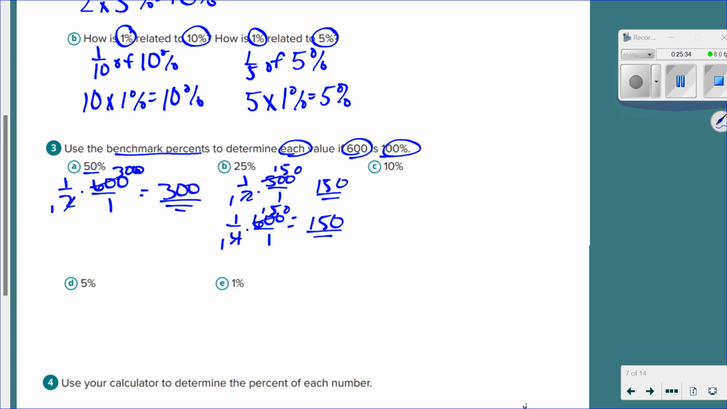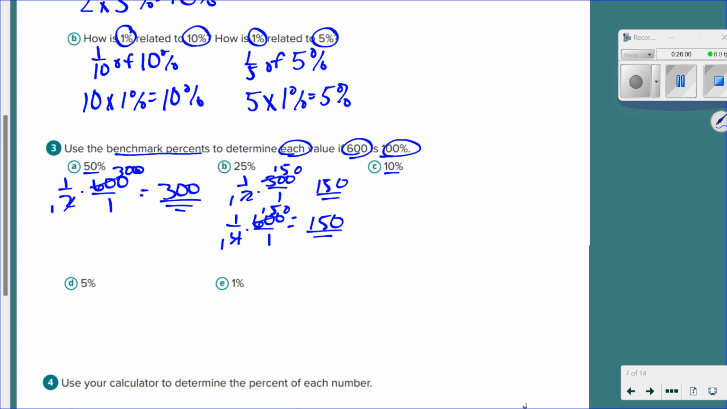But the idea on benchmark percents is to make it easy for yourself, guys. So I will be quite honest. Rather than doing 1/4 of 600, for me it's easier to say, well, half of that's 300, half of that's 150. Rather than trying to do the 600 divided by 4. If you've got that math knowledge that you can divide that by 4 easily, go for it. But a lot of times it's easier to do half and half.